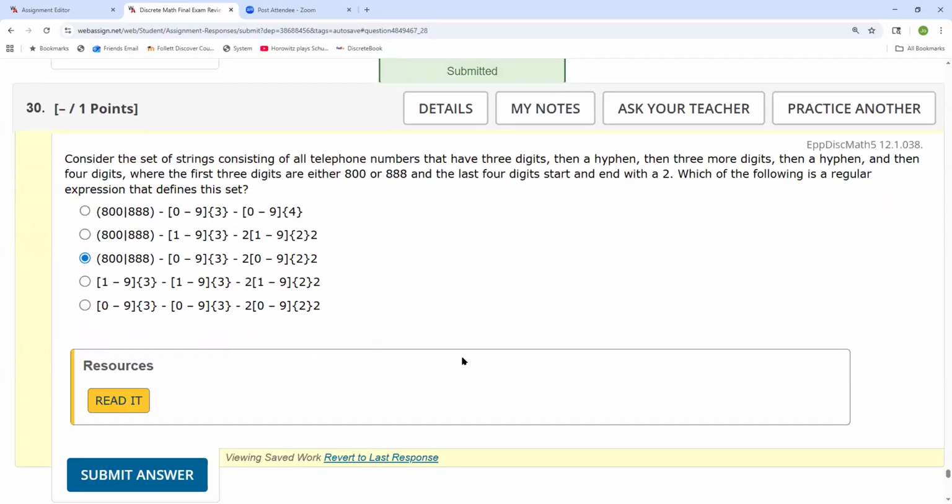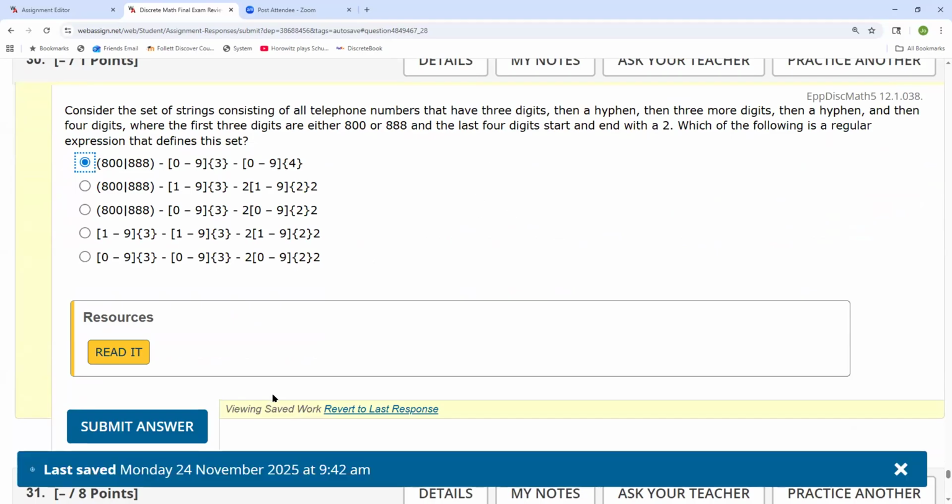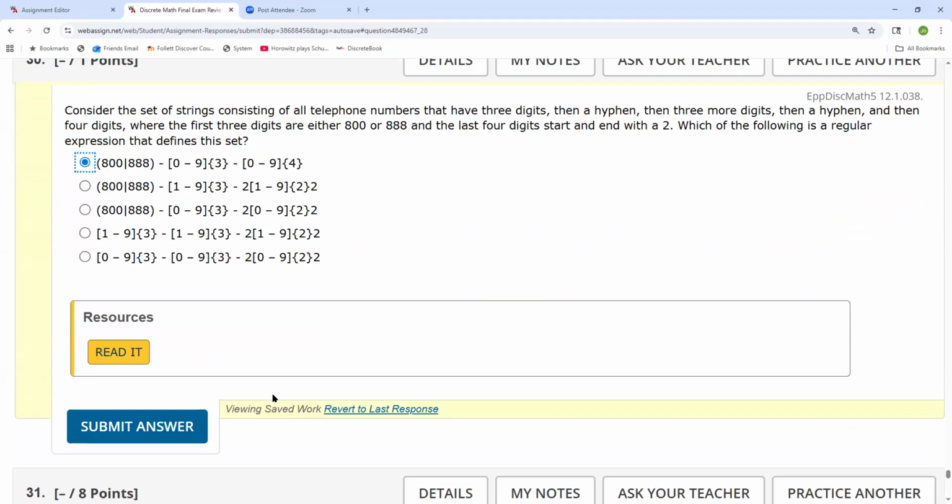Okay, so here's a regular expression one. So consider, let me change my answer to select the wrong answer. Okay, so consider the set of strings having all telephone numbers that have 3 digits, then a hyphen, then 3 more, then a hyphen, and then 4 digits. So normally that regular expression would just be 3 digits, and then a hyphen, and then 4 digits, and so forth, except the first 3 digits have to either be an 800 or an 888. So it has to be one of the first 3 options, because only the first 3 options are the ones that require an 800 or an 888 at the beginning.